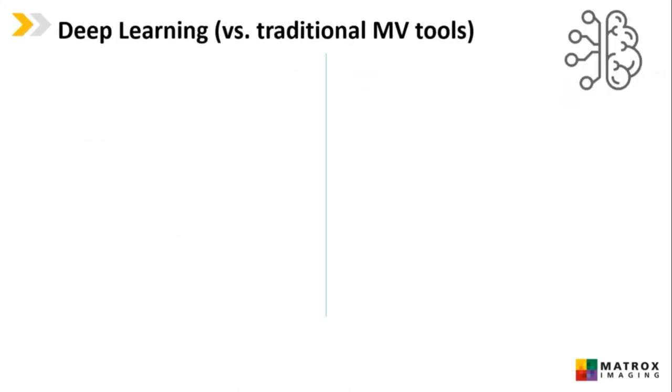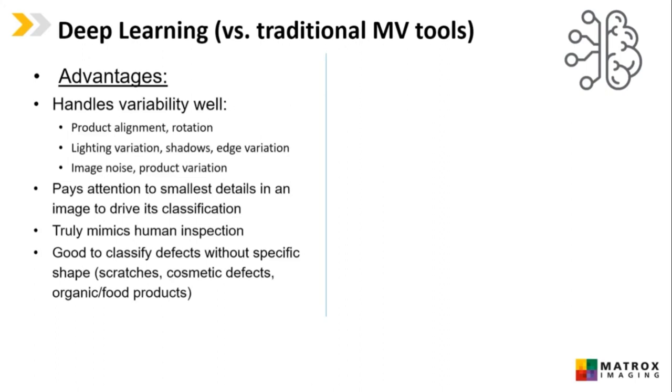And I guess just to conclude, we're going to compare and contrast what we call deep learning versus traditional machine vision tools. The advantage of deep learning is that it handles variability very well. We saw on the PCB example that it handles product alignment, rotation, lighting variation, shadows, edges, noise, and acceptable product variation. That's something traditional machine vision, which is very rigid, would not be able to do.